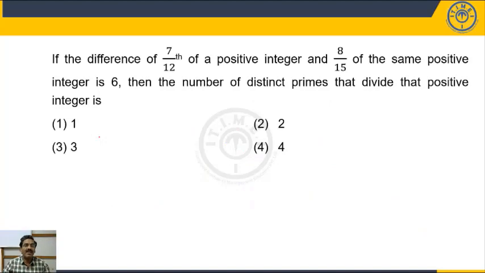If the difference between 7 by 12th of a positive integer and 8 by 15 of the same positive integer is 6, then the number of distinct primes that divide that positive integer is the question. So 7 by 12th of a positive integer, let that positive integer be some x.